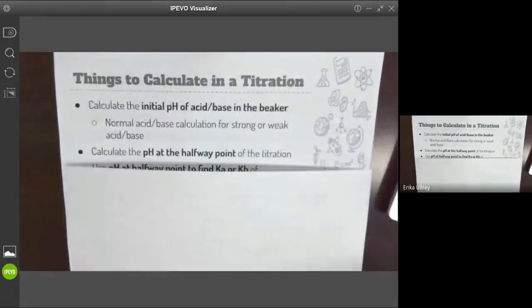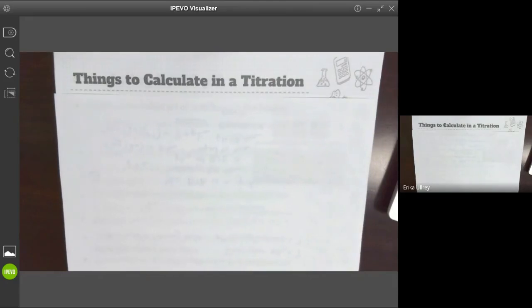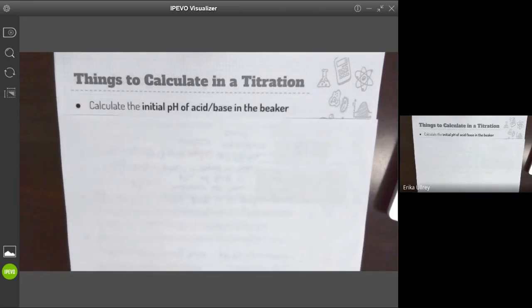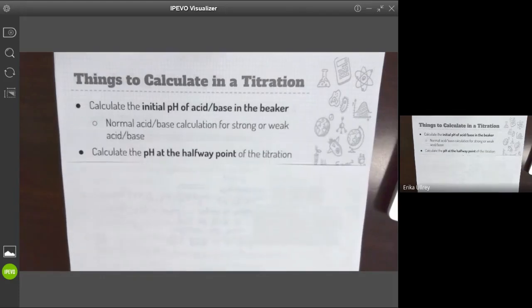Okay. So this is what we talked about yesterday. Things that you need to be able to calculate in the titration, right? This is our checklist of all the things that you should be able to do. Yesterday, we looked at a titration of an acid with a base. Today, we're going to look at a titration of a base with an acid being added to it. Okay. So you should be able to calculate the initial pH of the acid or the base in the beaker. You should be able to calculate the pH at the halfway point, meaning halfway to the equivalence point.